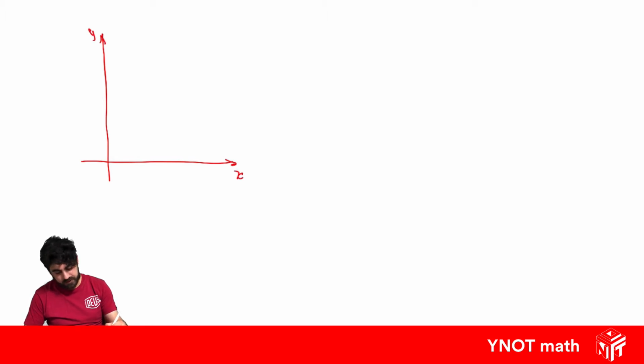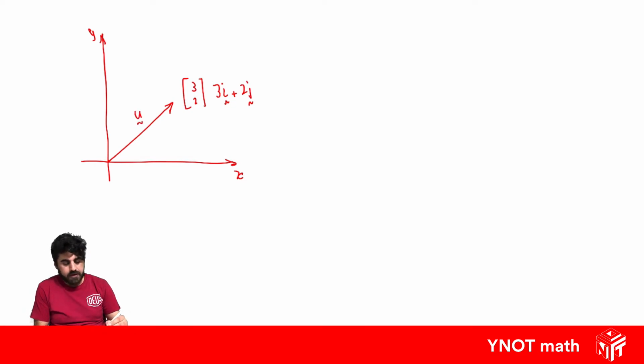Let's look at the vector 3, 2, which of course can be written as 3i plus 2j, and we'll call this vector u. Now, a unit vector would be a vector that's parallel to this vector, but has a magnitude of 1.